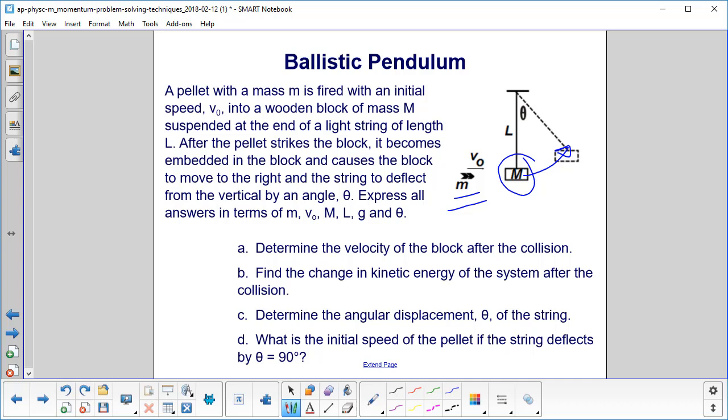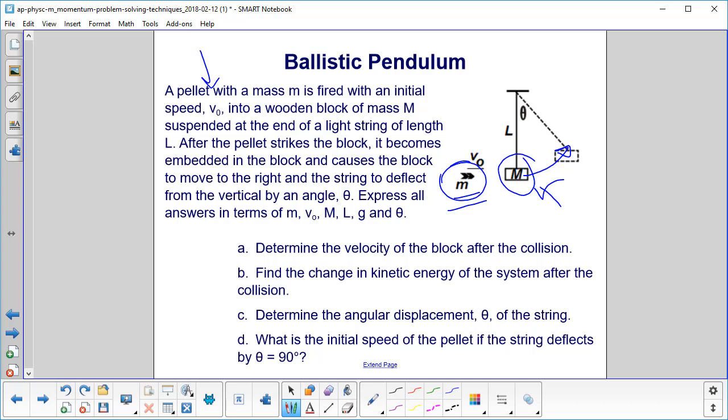We are to express all answers to the sections of this problem in terms of m, v0, big M, L, g, and theta. This actually used to be used to find out the velocity of bullets coming from a gun or a rifle. We're not doing that here, more peaceful use. We just have a little pellet here that's getting stuck in the block.